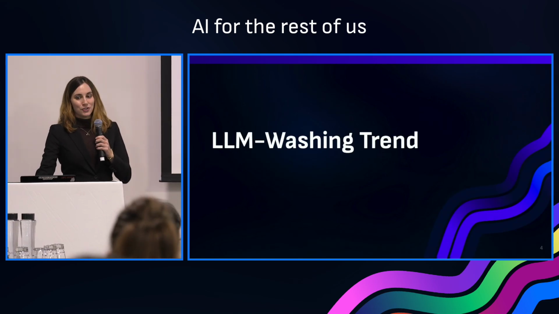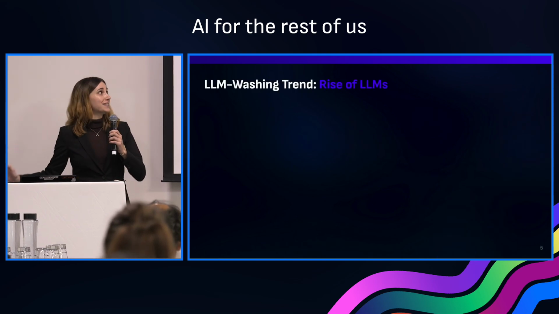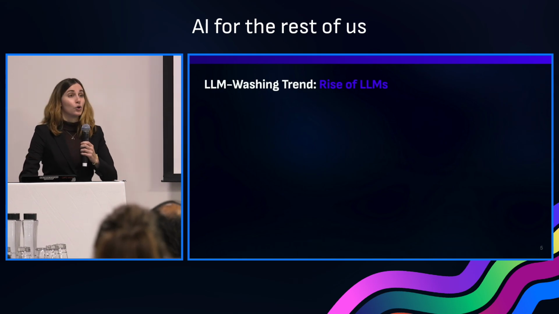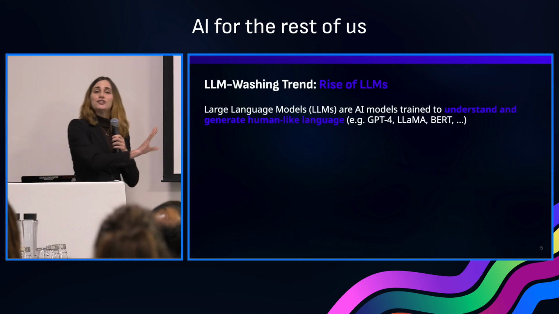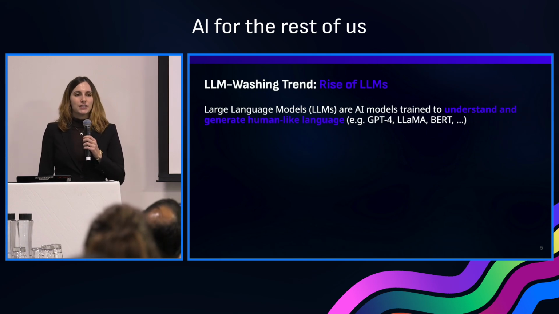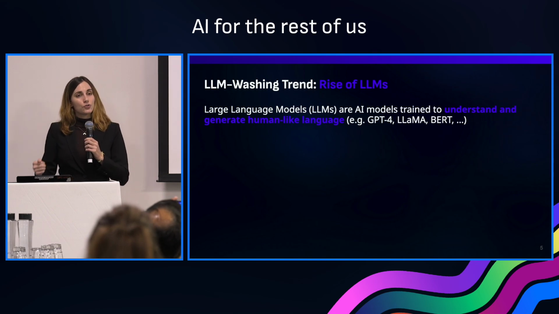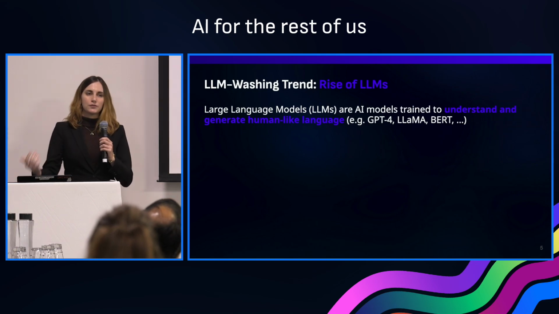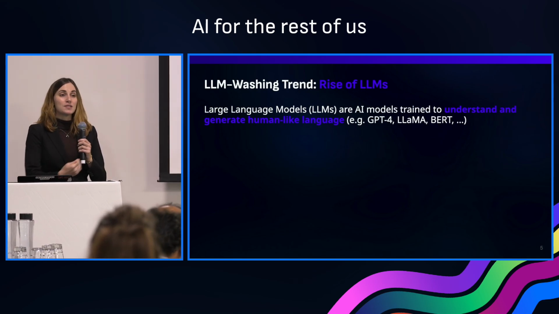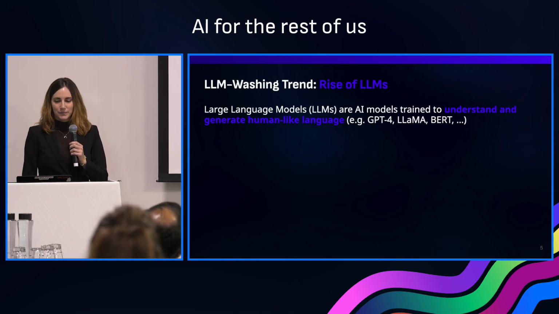So let's talk about the LLM washing trend, or also the rise of LLMs, as I call it. We've been talking about LLMs all day long, so by now you might have a basic understanding of what they are, or some more. But in a nutshell, just to repeat it for good measure, large language models are AI models that are trained on vast amounts of data with the goal to understand and then also generate human-like language. Examples are GPT 1, 2, 3, 4, 4o, all of those ChatGPT models by OpenAI, but also Llama, BERT, there are literally thousands of them.